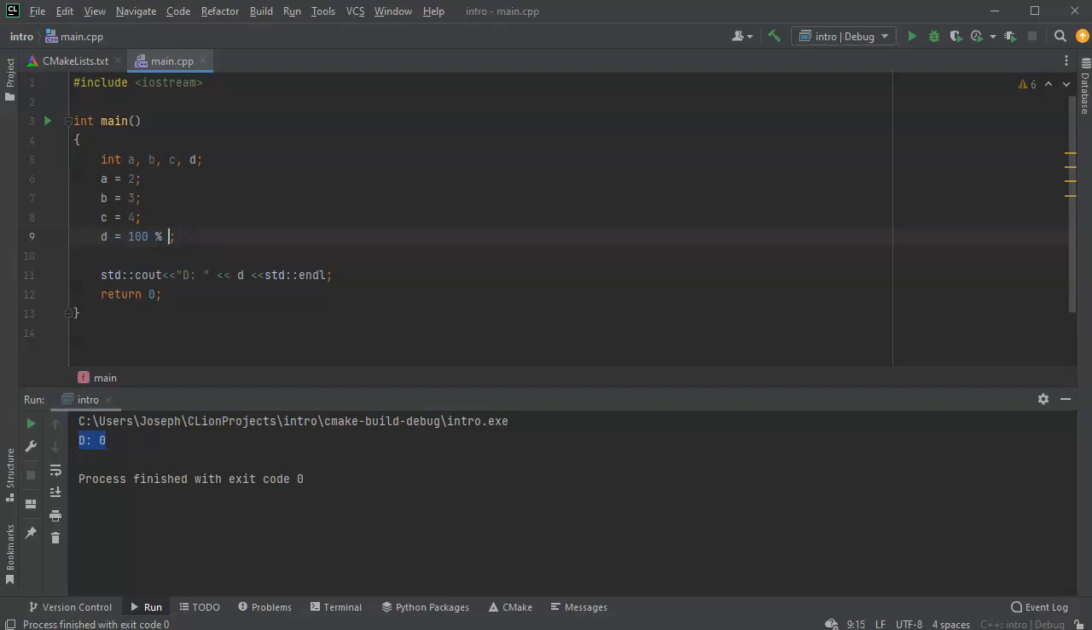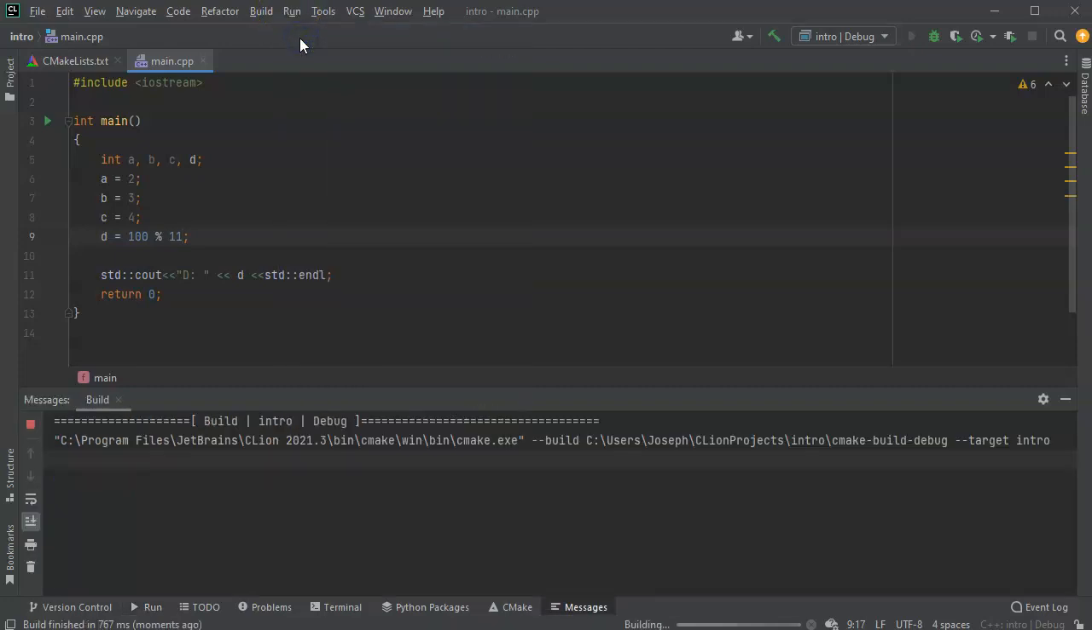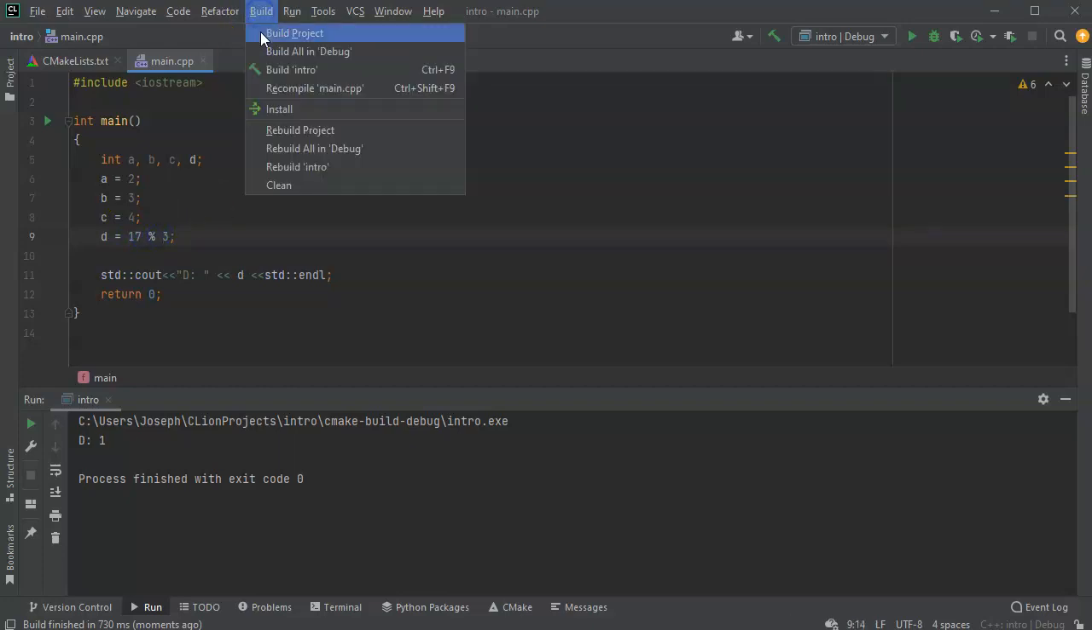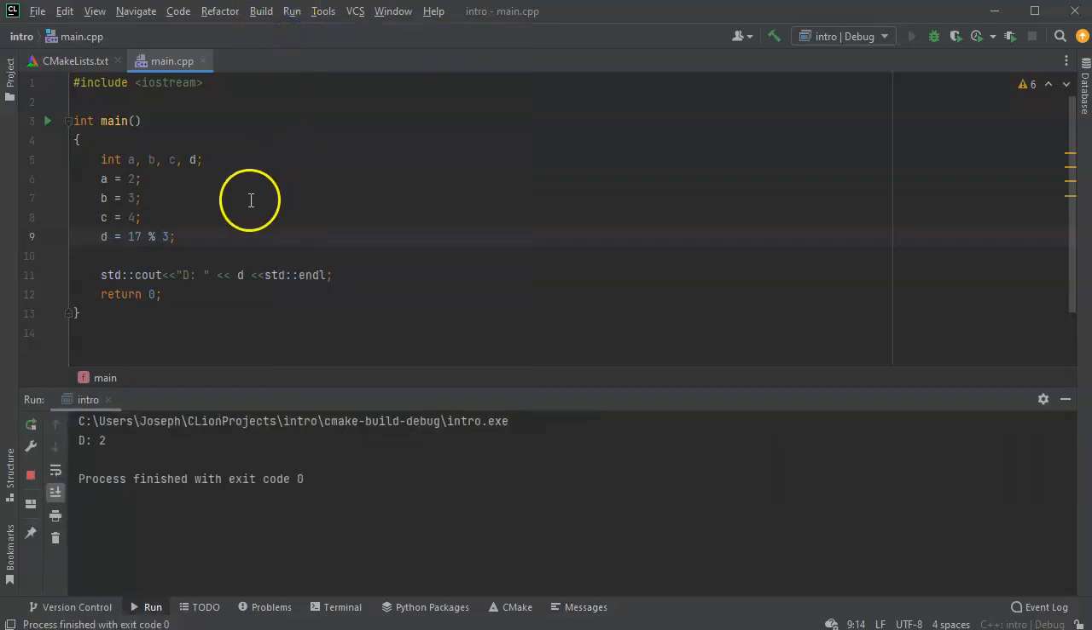But if I were to change this to something like 11, well, we know 99 is a multiple of 11, so we'd expect it to be 1. So we go ahead and run that, and we see the remainder is 1. If you were to take smaller numbers like 17 and modular division use 3, well, we'd expect it to be 2 because 15 is a multiple of 3, and so we'd get 2. So we go ahead and run that. Gets you an idea of how modular division works, which is kind of important because we use that a lot in order to figure out things if numbers are even or odd or other kinds of things like that.